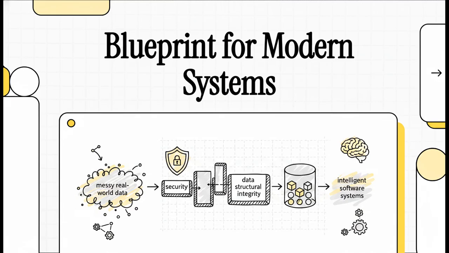Welcome to this explainer. I am absolutely thrilled to have you here today because we're embarking on a pretty fascinating journey. We are going to unpack the actual nuts and bolts architecture of modern intelligent software systems. If you've ever wondered how cutting-edge applications seem to seamlessly extract messy real-world data, secure it flawlessly, and then store it with perfect structural integrity, you are in exactly the right place. We're going to break down the blueprint for these modern automated systems step by step.